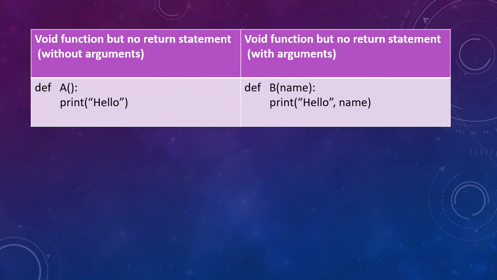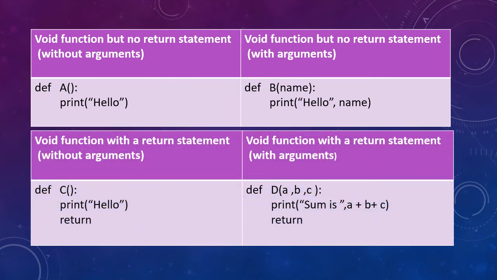So these are the forms of void function. You can see here void function but no return statement, without argument and with argument. Function A doesn't have a return statement and doesn't have any argument, but function B doesn't have a return statement but has some parameter.